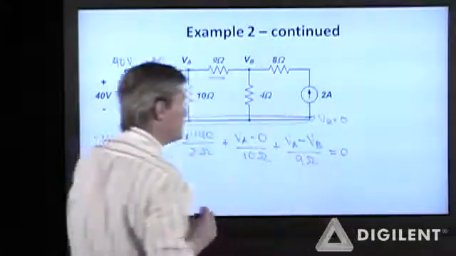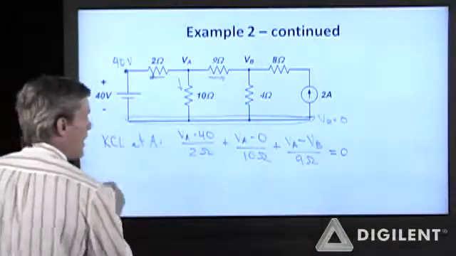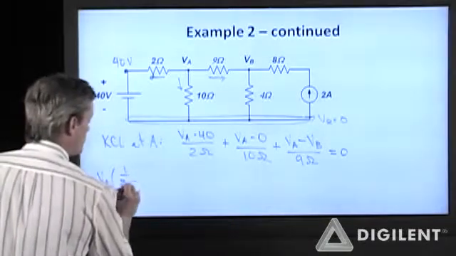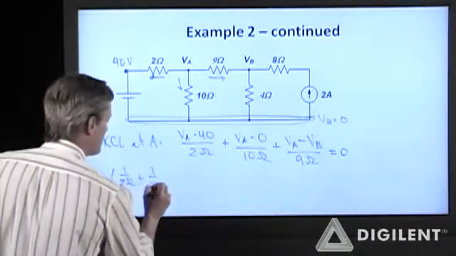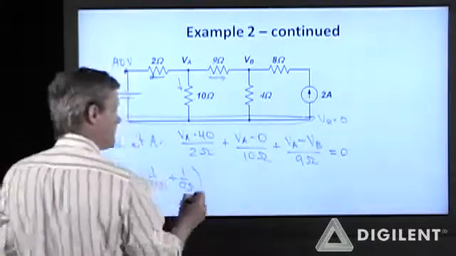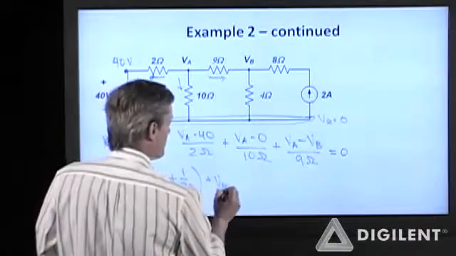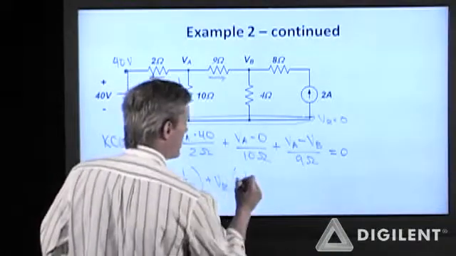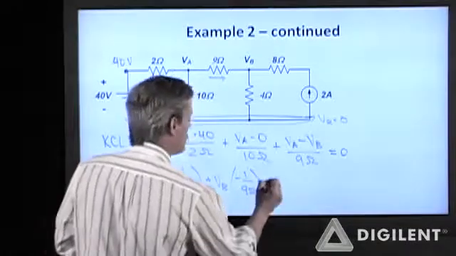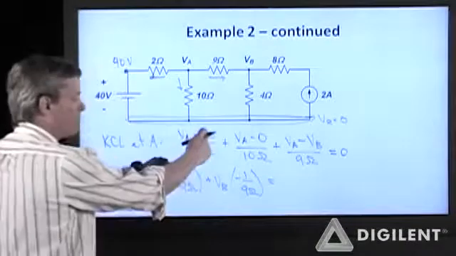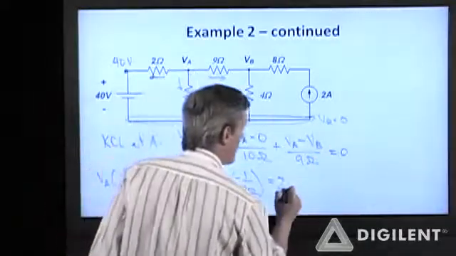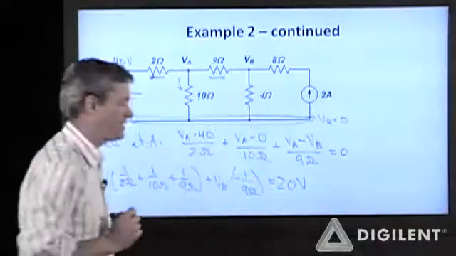These guys all sum up to 0, so I get, multiplying V sub A, 1 over 2 ohms plus 1 over 10 ohms plus 1 over 9 ohms, plus V sub B, multiplying minus 1 over 9 ohms, is all equal to 40 over 2, which is 20. This negative sign turns into a positive sign when I move to the right-hand side.